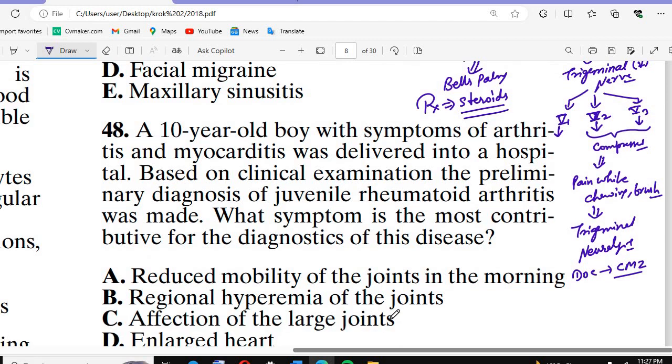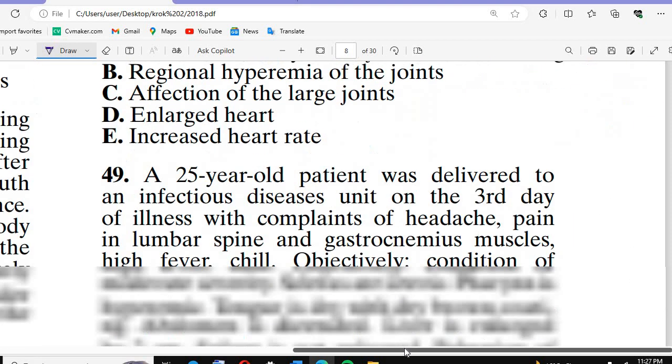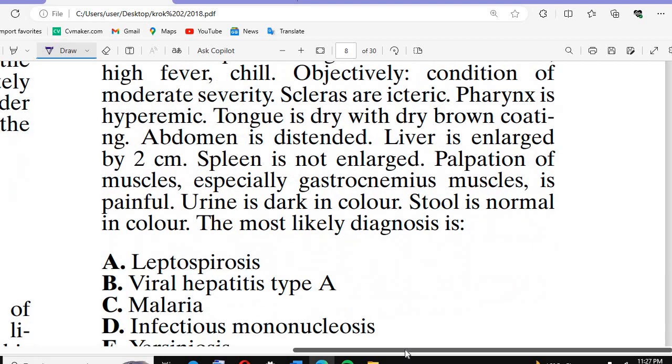After that, we will be having the same question, the rheumatoid arthritis. So we have the juvenile rheumatoid arthritis, the reduced mobility of the joints in the mornings. Now the next question: the urine is dark, and the stool is... what is the most likely diagnosis? The most likely is leptospira, viral.